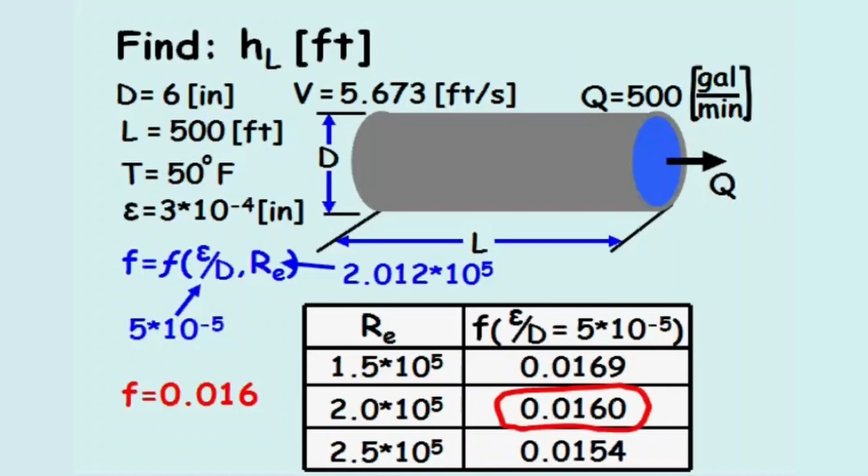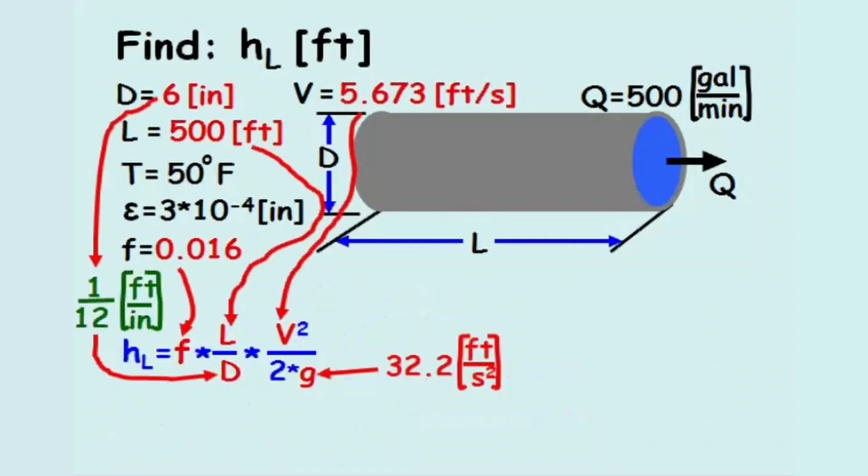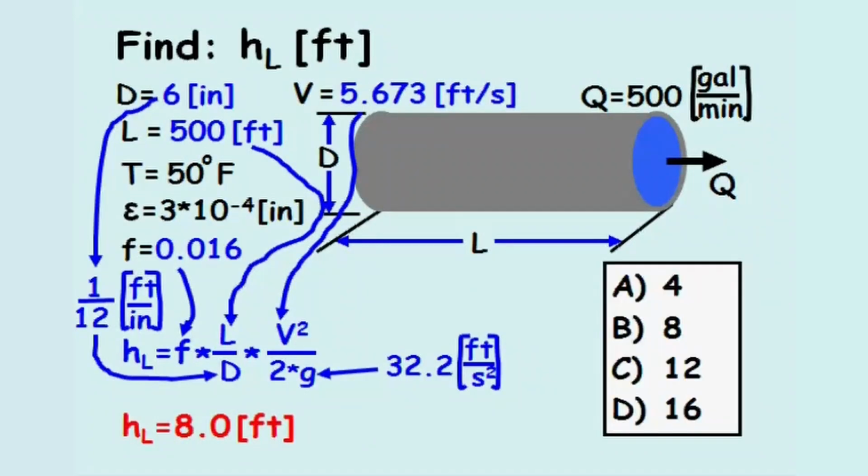By knowing the friction factor, the head loss through the pipe can be calculated. The variables are substituted into the equation, and the head loss equals 8.0 feet. Looking over the possible solutions, the answer is B.